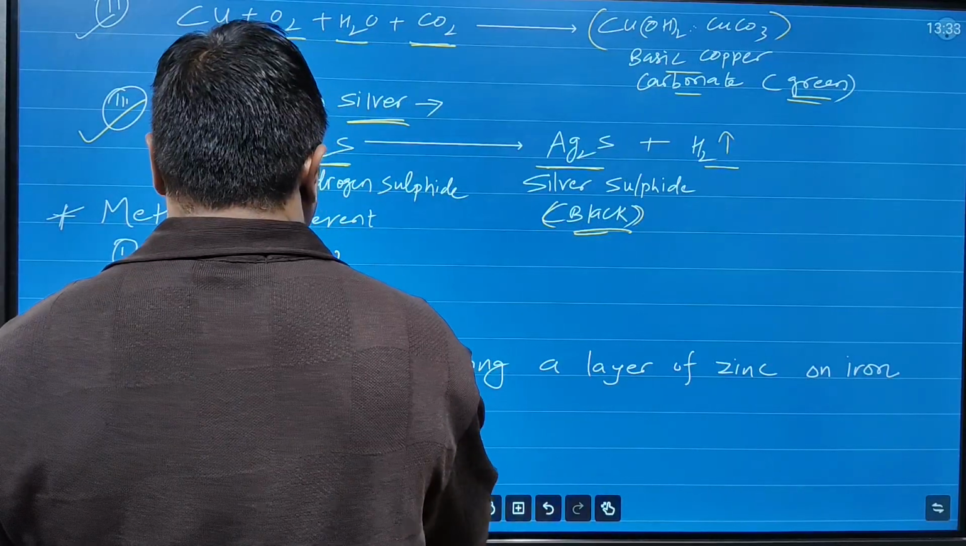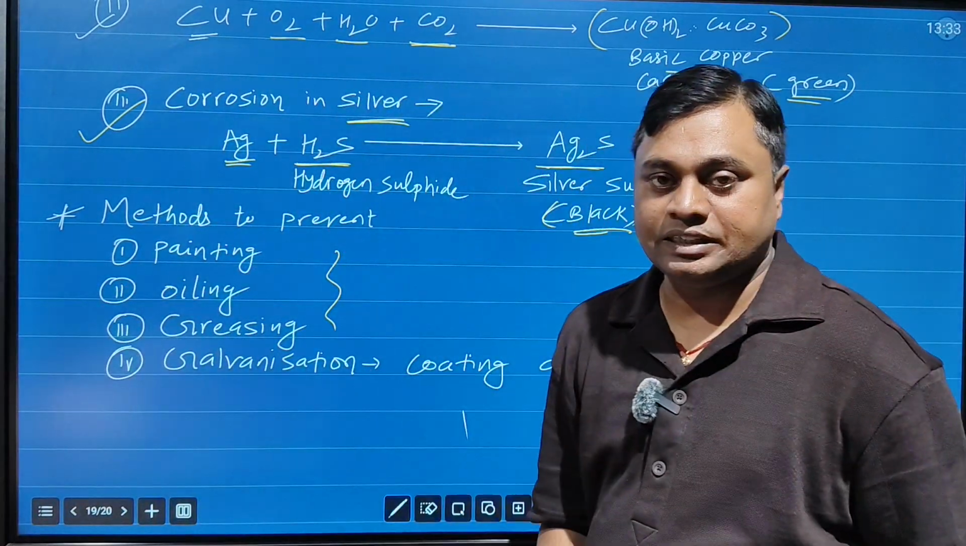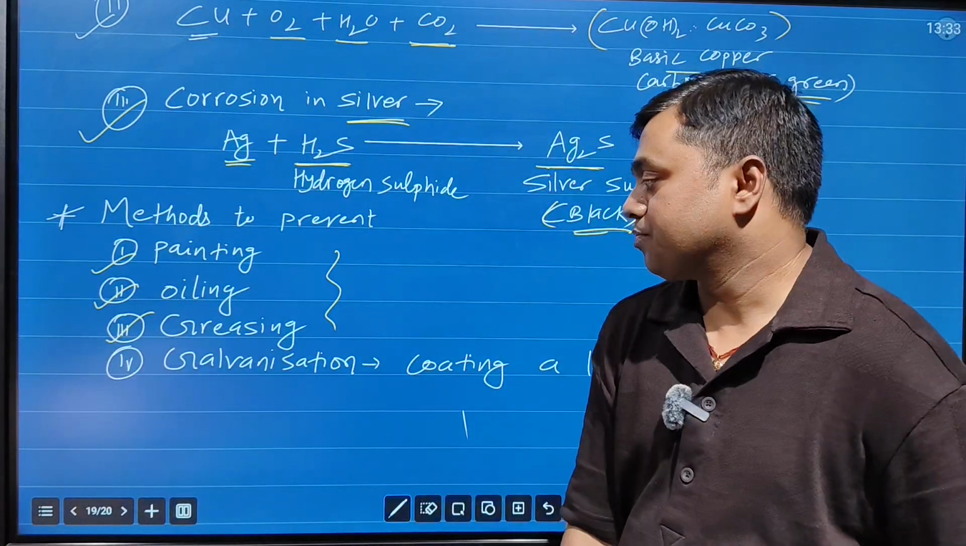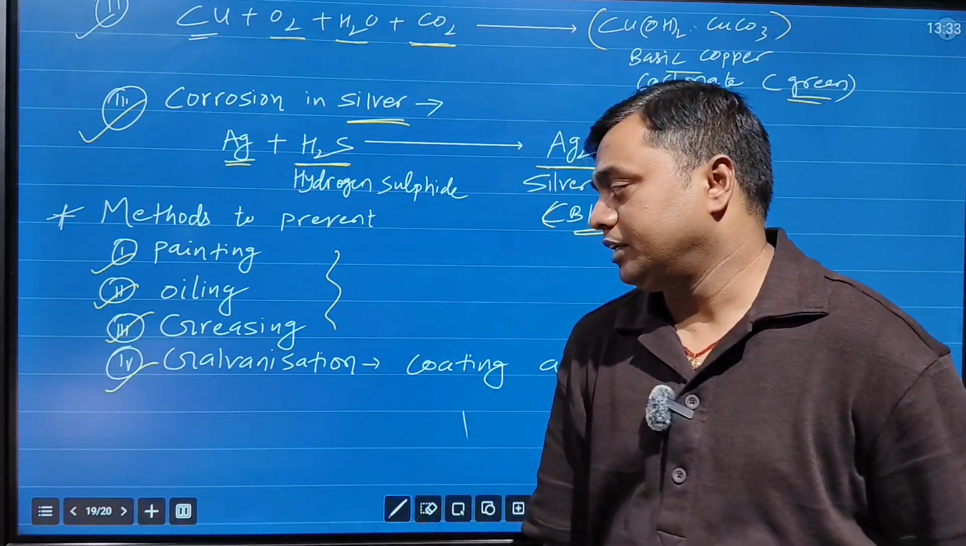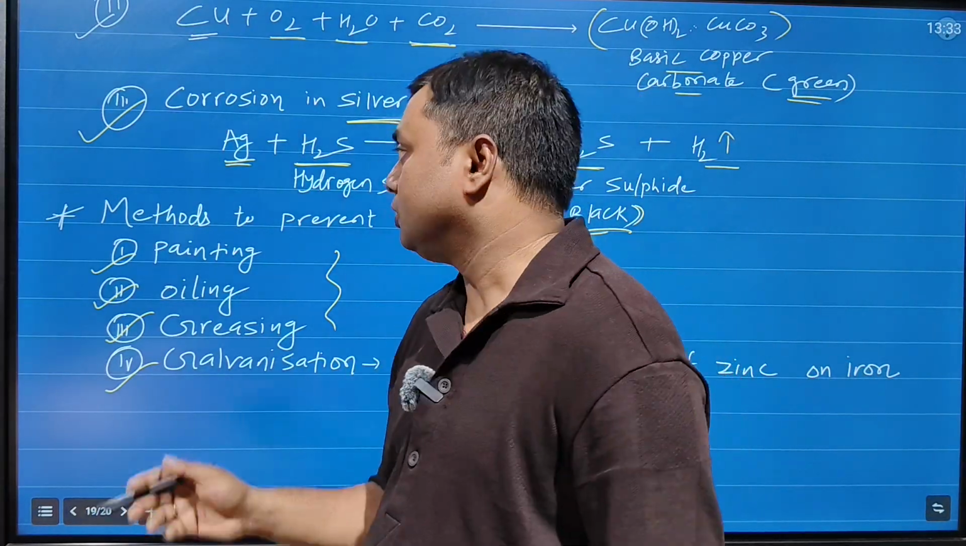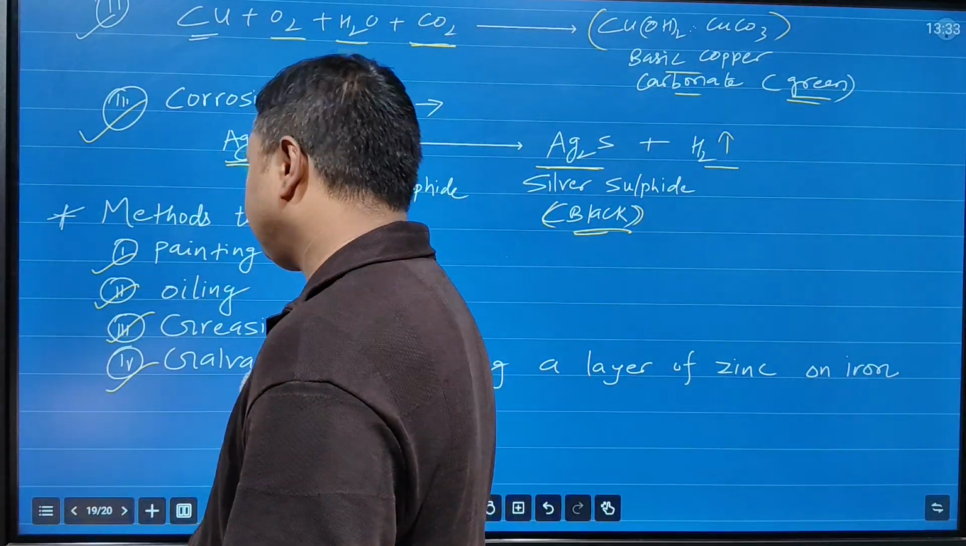Is it clear? So we can prevent corrosion by certain methods: painting, oiling, greasing. Galvanization. What is galvanization? The process of coating a layer of zinc on iron articles. So that is how we can prevent corrosion.